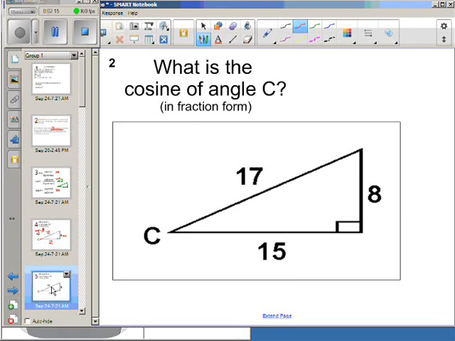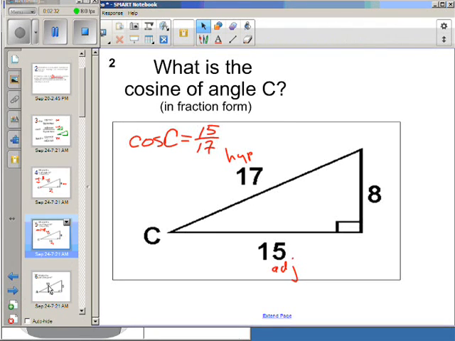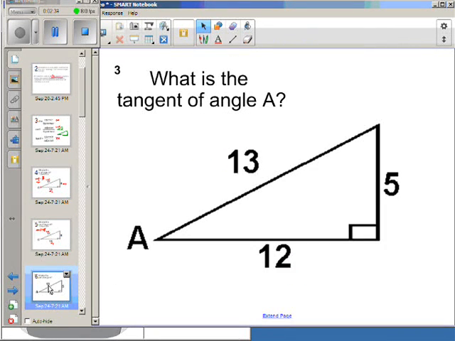Same picture if I want the cosine. I still have here's my adjacent, here's my hypotenuse. So the cosine of angle C is 15/17. Right?